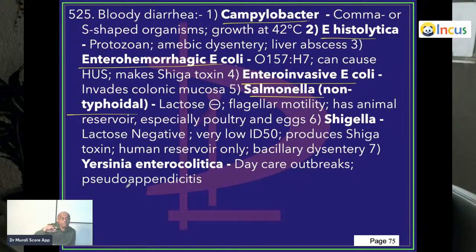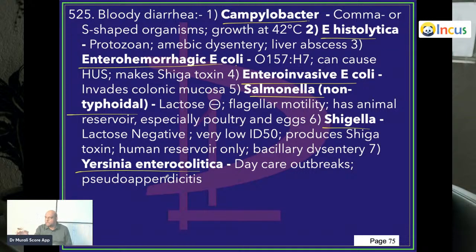Salmonella typhi, Salmonella paratyphi is there, no? Paratyphi also is known to be leading to bloody diarrhea. Shigella, Yersinia. One or two comments about them, which are the buzzwords you need to remember.